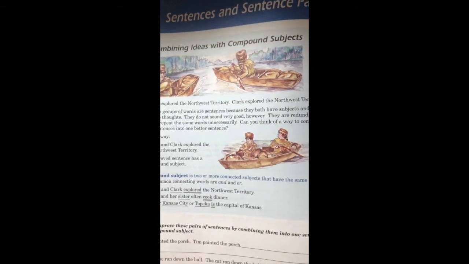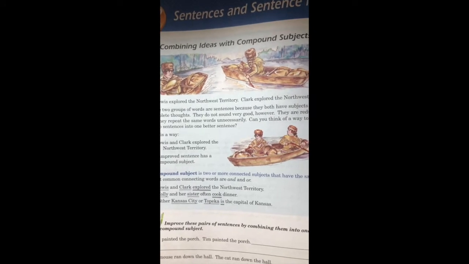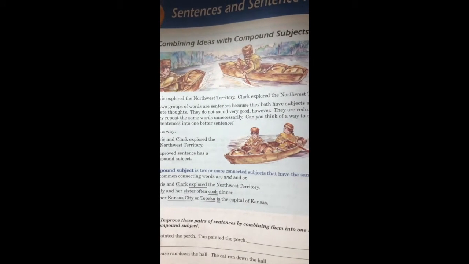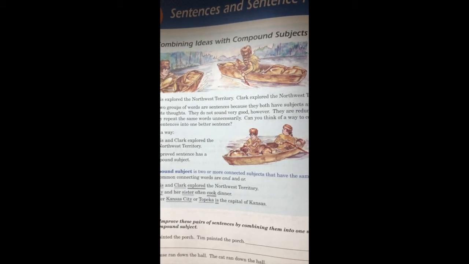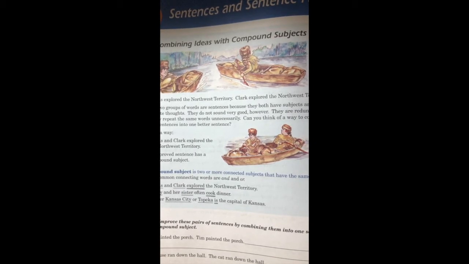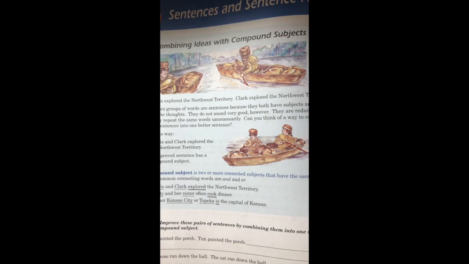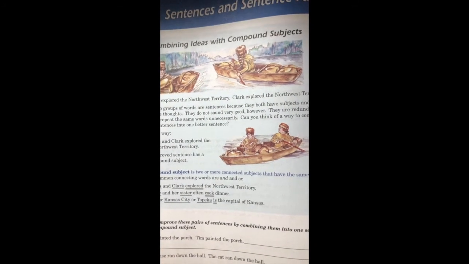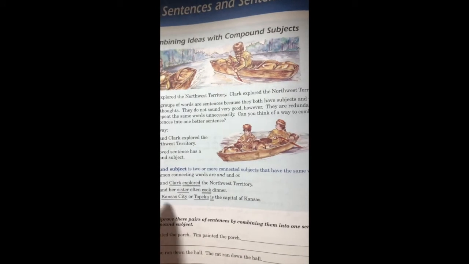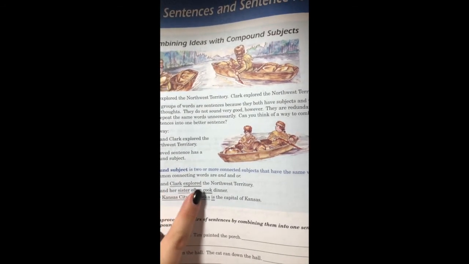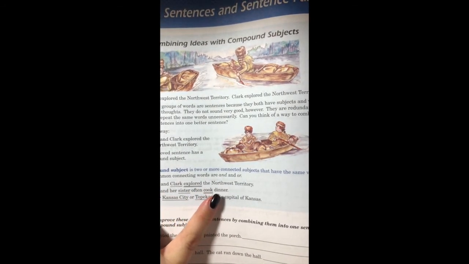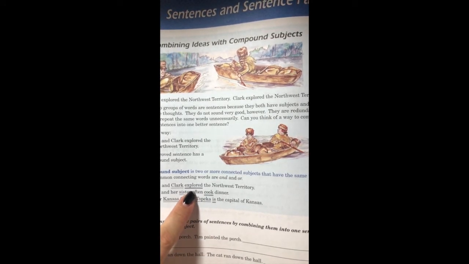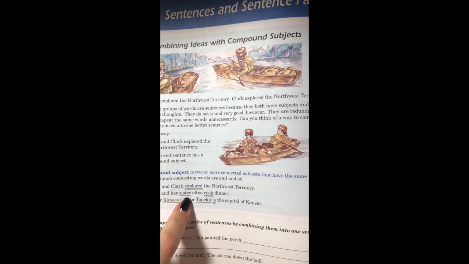So this may be a little familiar as we've done a tiny bit of it in our verbs section. The most common connecting words are and or. So I want you to keep that in mind as you are completing your very own compound subjects. So it says here, Lewis and Clark explored the Northwest Territory. So just remember, oftentimes we have to underline our verb twice, and that's what they're doing here.